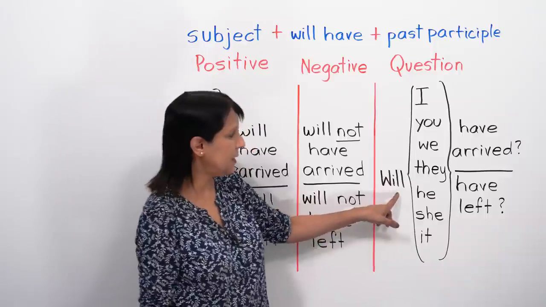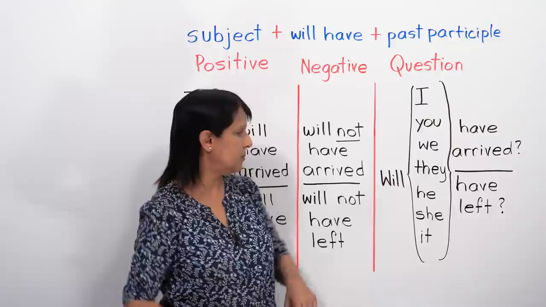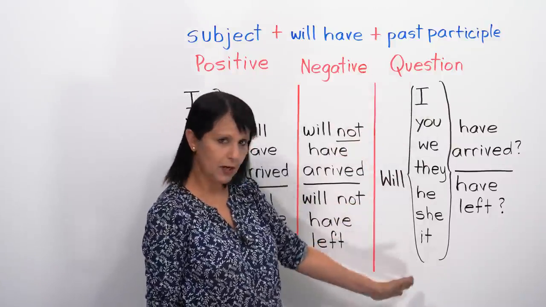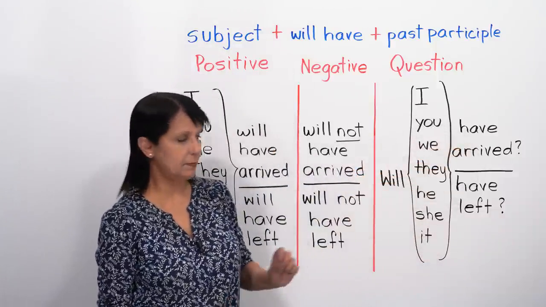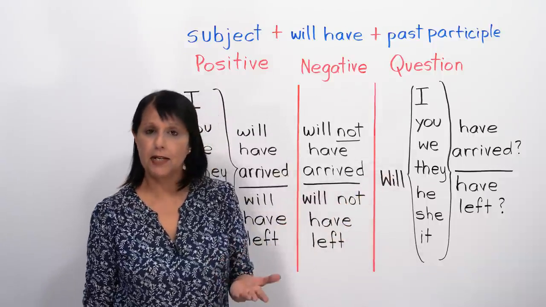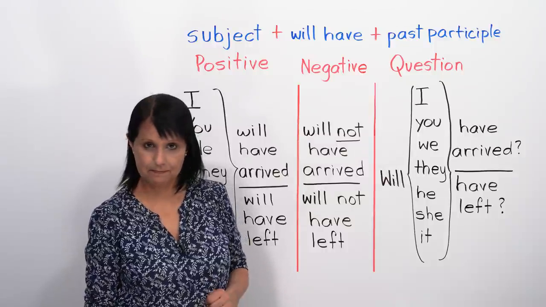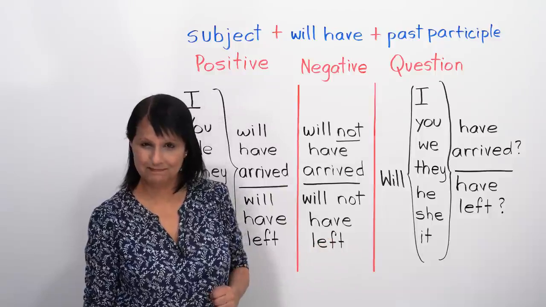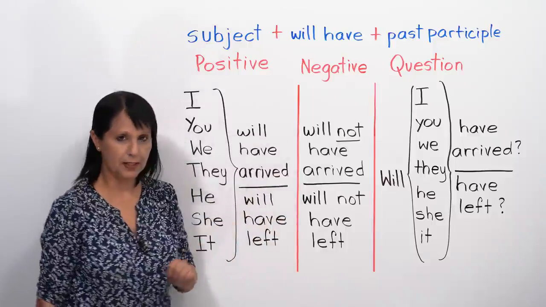With the question, it would be, will you have arrived? So here it gets a little bit separated, right? So you have the will first, then you have your subject, and then have plus the verb, the past participle. So, will you have arrived by 8 o'clock? Will they have arrived home by then? Okay. Will she have arrived tomorrow? Okay, by tomorrow. That's how the question would be with the regular verb.